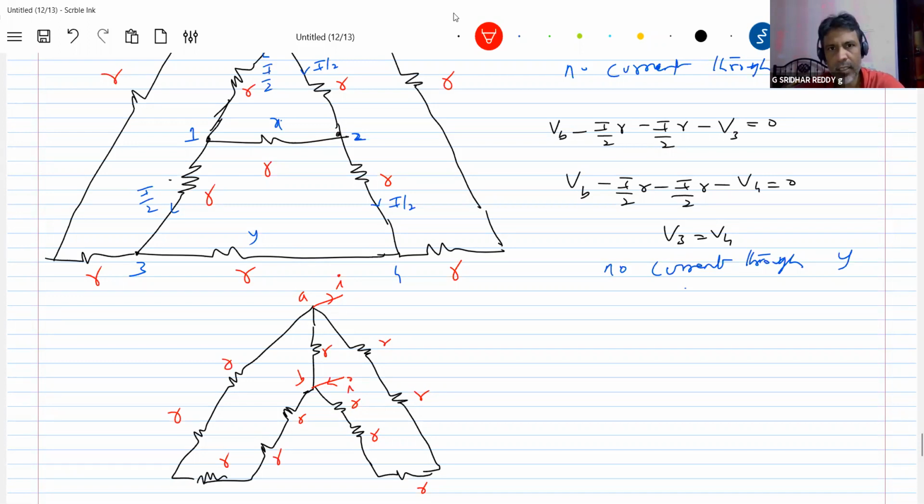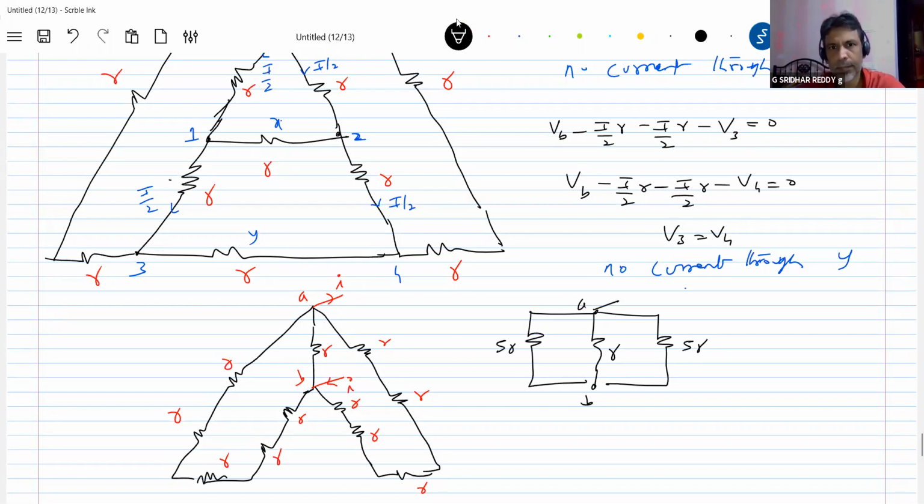So the equivalent network will look like this. This is R, and this will be 5R. The total current I is entering, and that much current should leave.